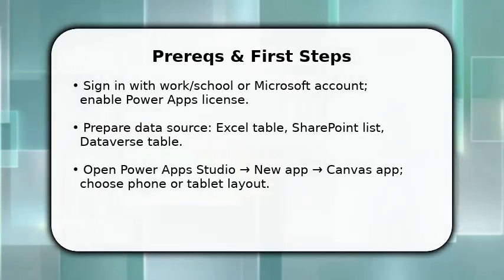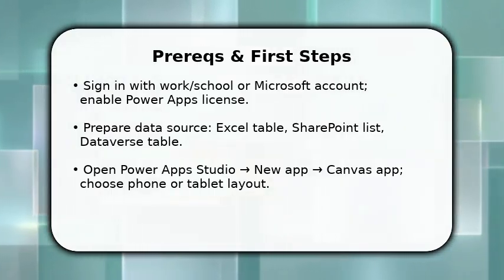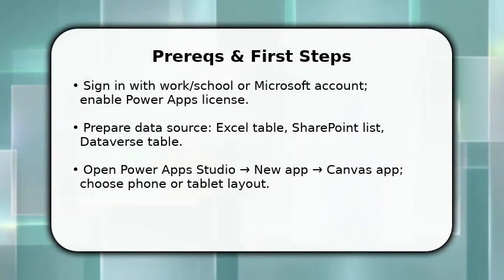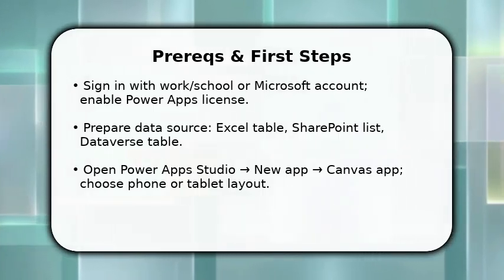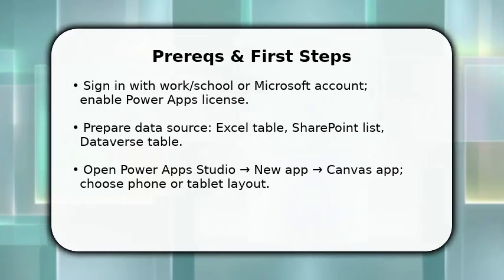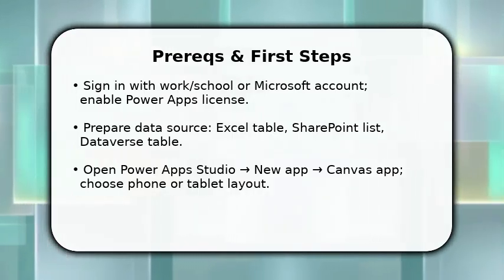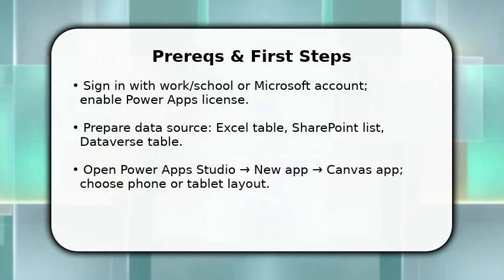Once done, open Power Apps Studio and create a new Canvas app, pick phone or tablet layout based on target users. Then add your primary data connection from the left pane. Make sure to name your app and save early to prevent lost work.